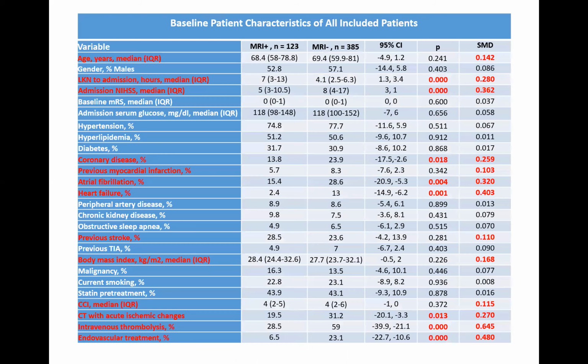And no surprise, they were very unbalanced by their baseline variables. And you can see here that the MRI ones, if you just look at p-values, were seen later, had less severe strokes, had different risk factors, and fewer of them had CTs that showed acute changes, and different treatments. So this would have been a terrible comparison to do just based on the initial data set.